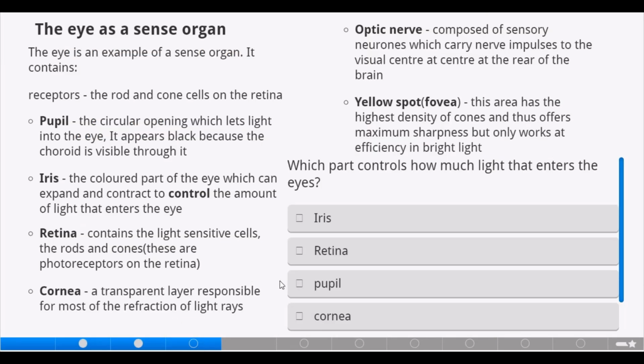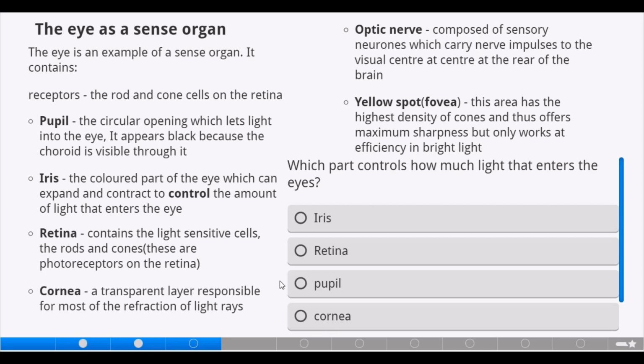Okay, so moving on, we have the eye as a sense organ. The eye is an example of a sense organ. It contains receptors. It also contains rods and cone cells on the retina, which we'll be looking at as we move on. So we have parts of the eye. We have the pupil, the iris, the retina, the cornea, optic nerve, yellow spots.